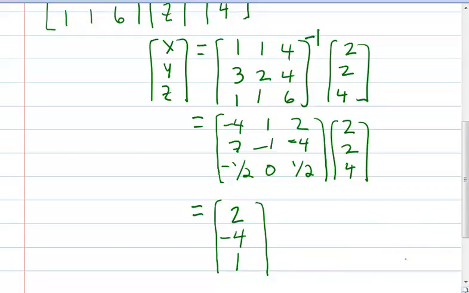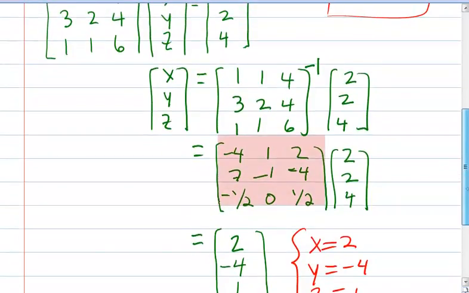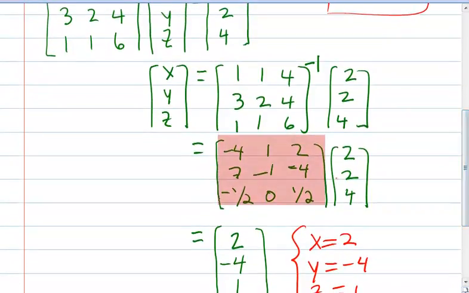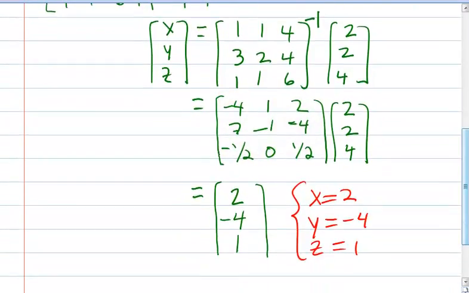Now I have the solution sitting right there to my original system, and it is X equals 2, Y equals -4, Z equals 1. The work involved here was in finding the inverse. Then the whole thing just reduces to a multiplication, and I have my solution.